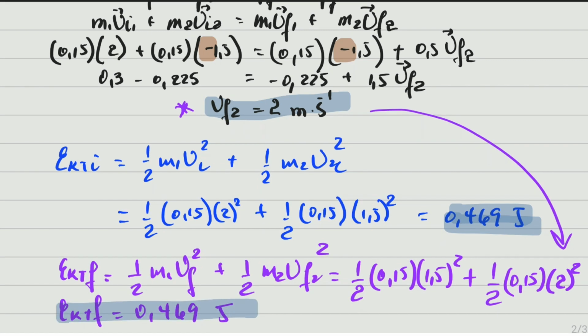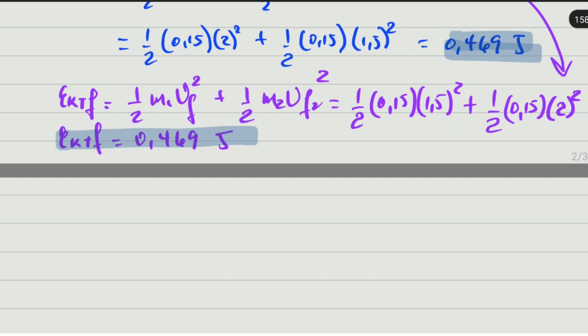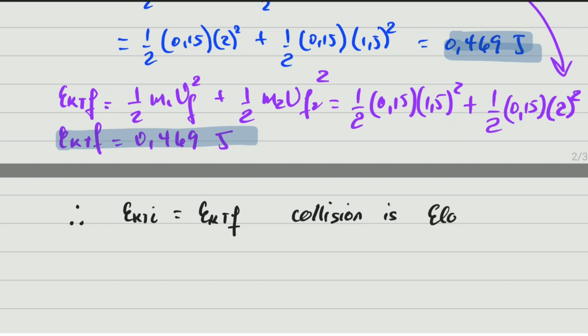So we have to answer the question now. The question is to identify the type of collision. So the type of collision is going to be elastic. So we have to write, therefore, the total kinetic energy initial is equal to the total kinetic energy final. This is important: the collision is elastic. And that is how we solve these questions on collisions.